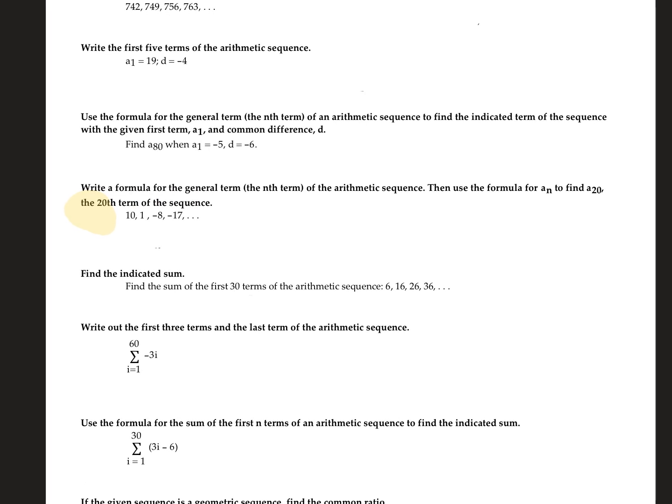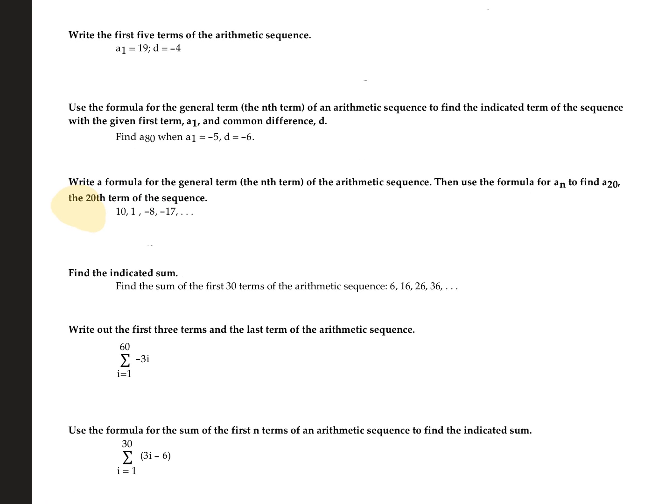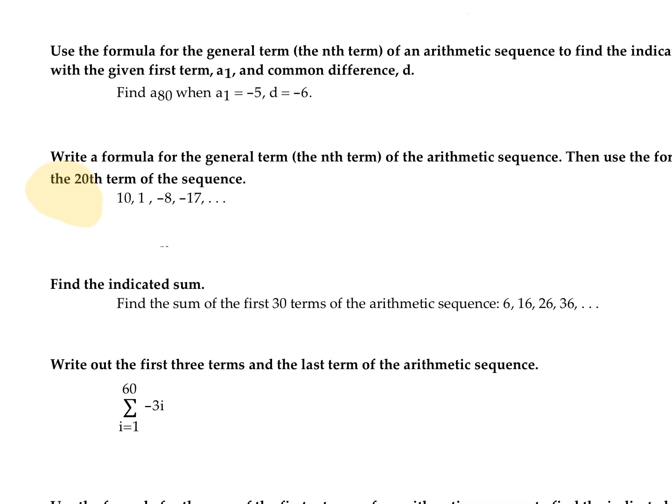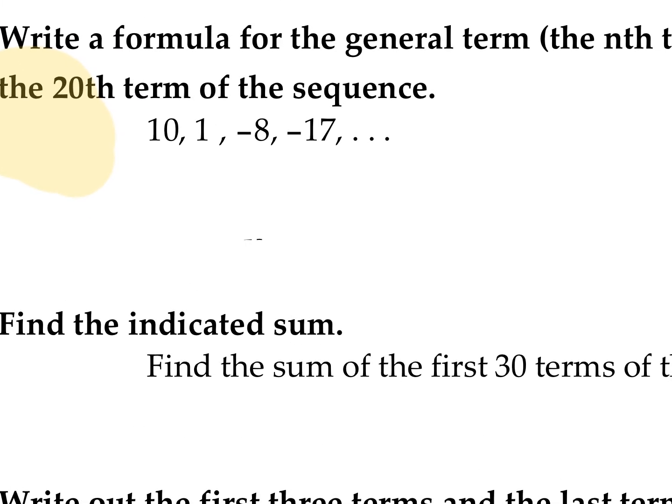So let's look at, it's kind of in the middle of the page. It says, write the formula for the general term, the nth term of the arithmetic sequence. Then use the formula for a sub n to find a sub 20, the 20th term of the sequence. So first thing we want to do is find the formula. It tells us that it's an arithmetic sequence, so we just have to figure out what we're adding or subtracting to get from one number to the next. What would that be? -9. Awesome. We're subtracting 9.